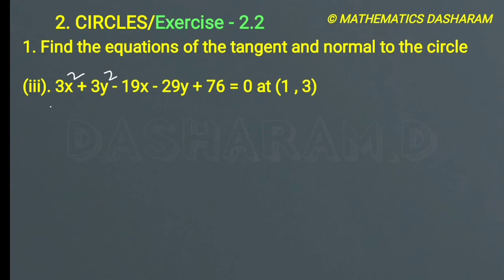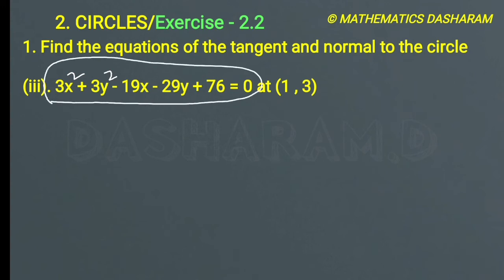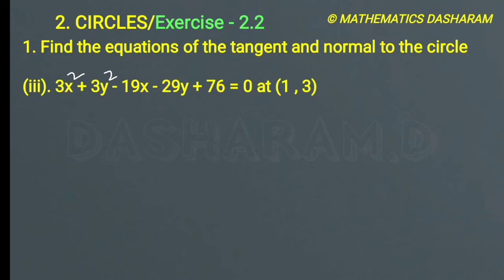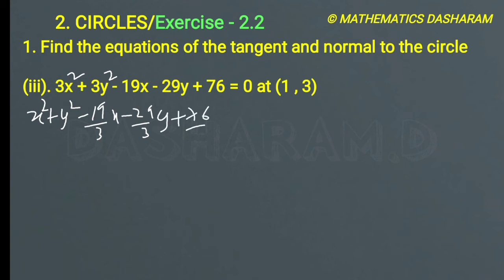Next, the third question: 3x² + 3y² - 19x - 29y + 76 = 0 at the point (1, 3). First, divide the equation by 3, because in the general form the coefficient of x² and y² is 1. So x² + y² - (19/3)x - (29/3)y + 76/3 = 0.